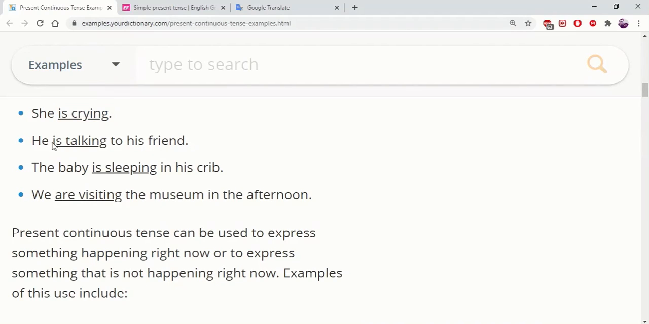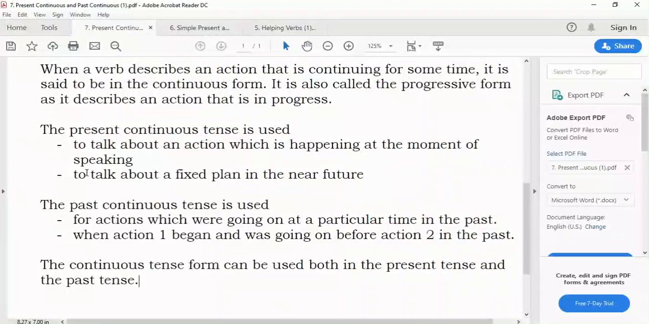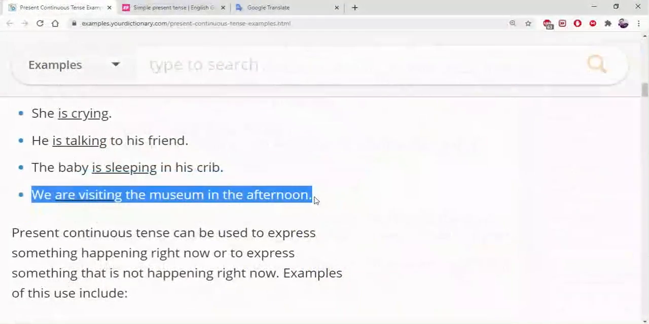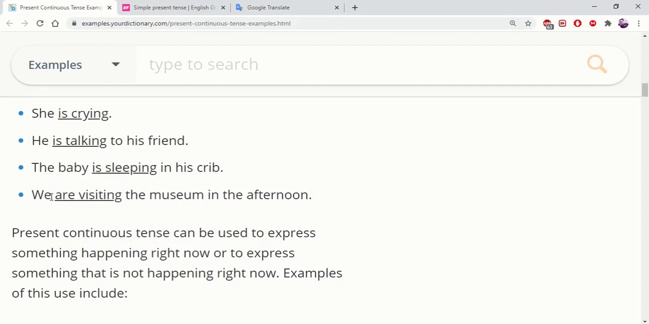Next, he is talking to his friend. अपने दोस्त से बात कर रहा है. The baby is sleeping. बच्चा सो रहा है और सो रही है. We are visiting the museum in the afternoon. Now you can see over here it is about afternoon. Let me go back to this. To talk about a fixed plan in the near future. So we can think that this sentence is being spoken in the morning. We are visiting. हम म्यूजियम जा रहे हैं in the afternoon, near future.